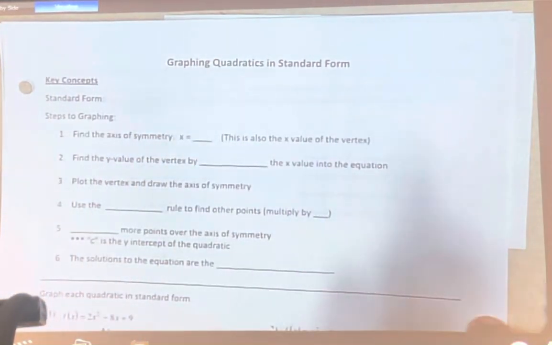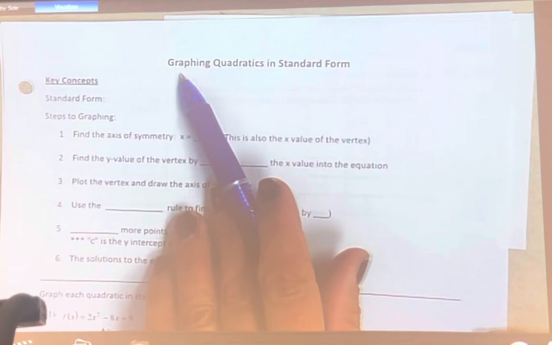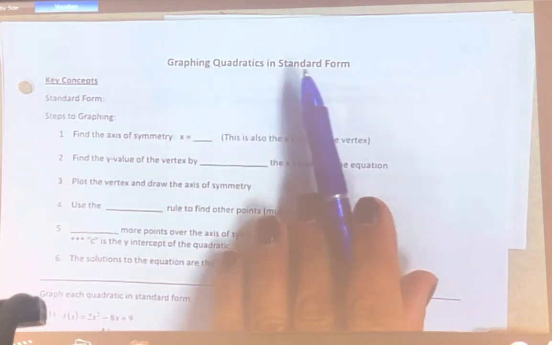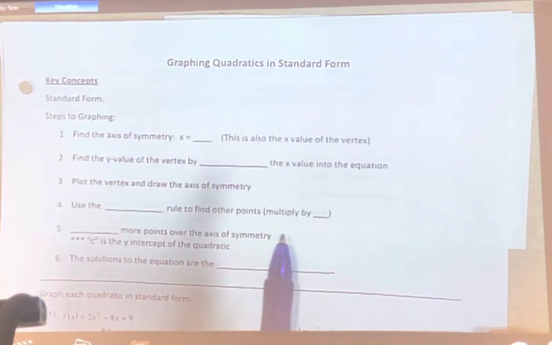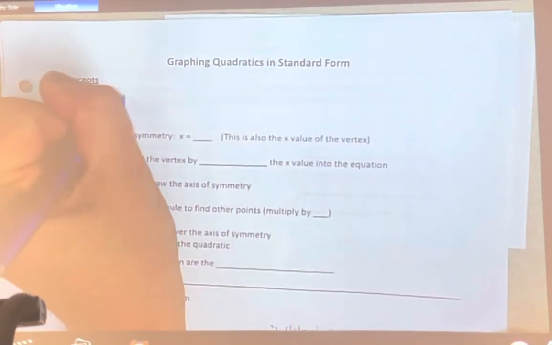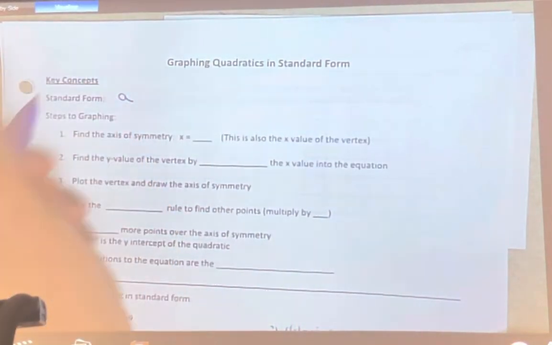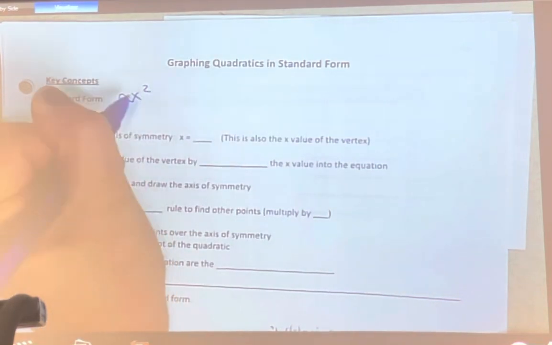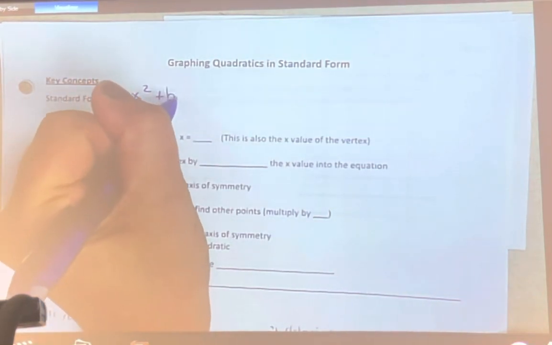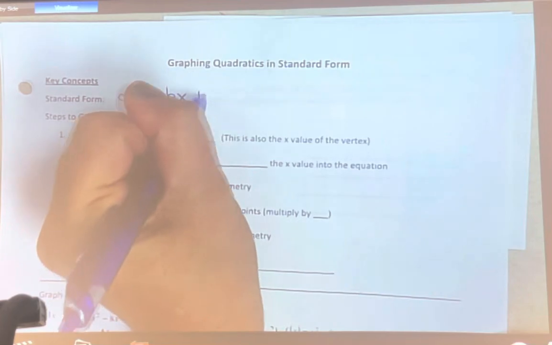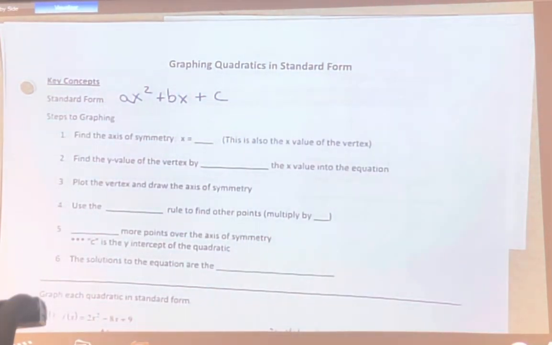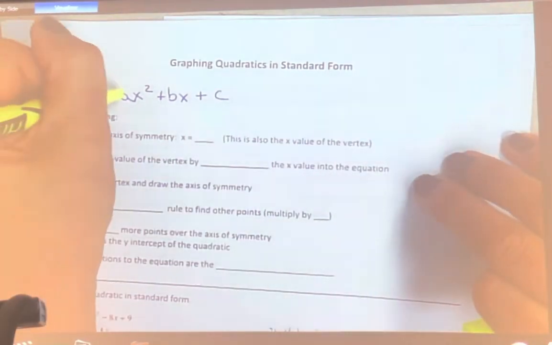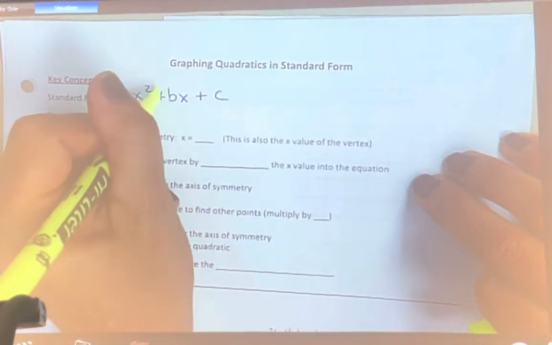So today we are talking about graphing quadratics in standard form. So it'd be really important to know what standard form is. Standard form is ax squared plus bx plus c. And A, B, and C are going to be very important to this lesson.